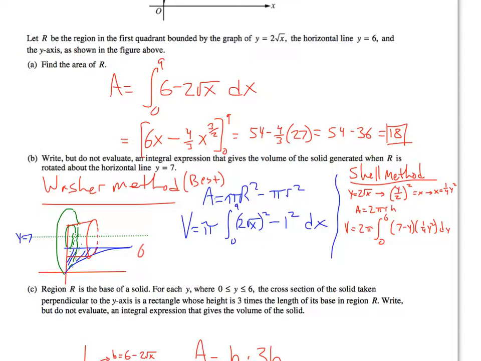And that's going to be a washer method. You could use shell method as we show over here, but for washer method, big R is going to be 7 minus the function. Oh, looks like I messed this up. So the big radius of this is going to be 7 minus the function.